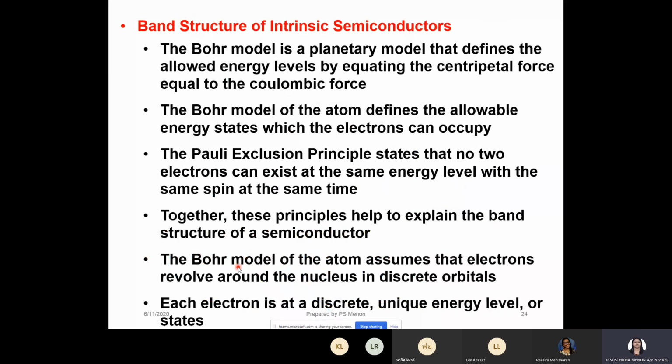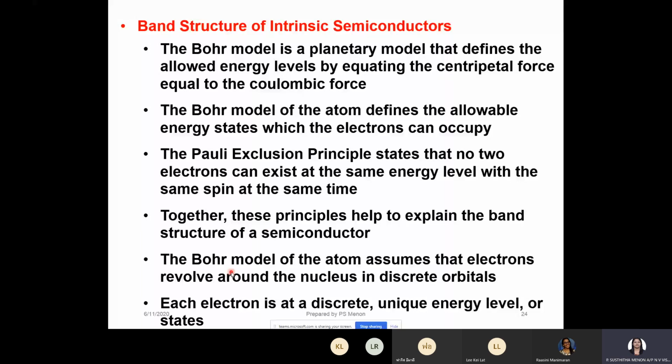Okay, so for band structure, I think those who are from FSC may be well versed in this, but I will still go through it because we have Faris. Okay, Faris, band structure. So we use the Bohr model. It's a planetary model that defines the allowed energy levels by equating the centripetal force to the Coulombic force. So the Bohr model of the atom defines the allowable energy states that electrons can occupy. The Pauli exclusion principle states that no two electrons can exist at the same energy level with the same spin at the same time. Together, these principles help to explain the band structure of a semiconductor.